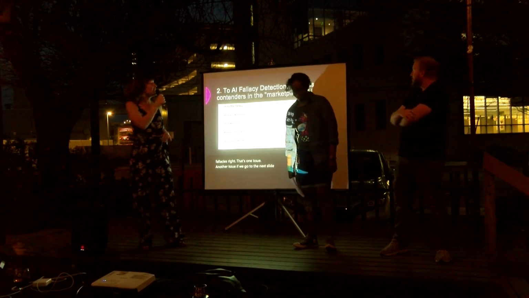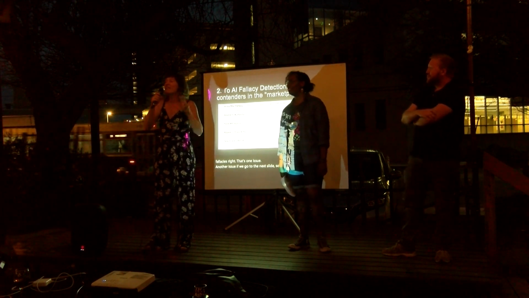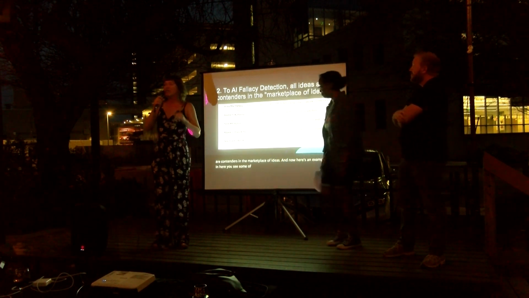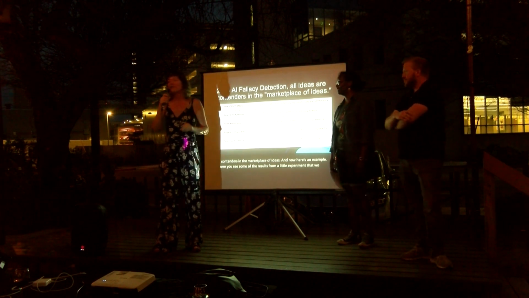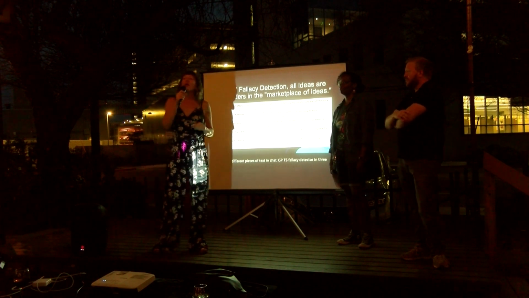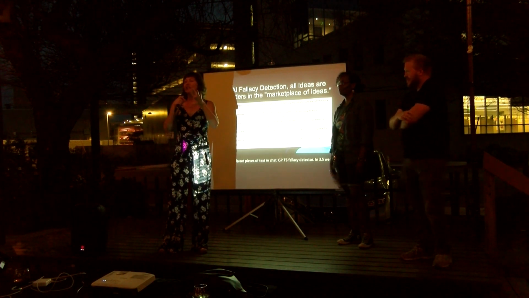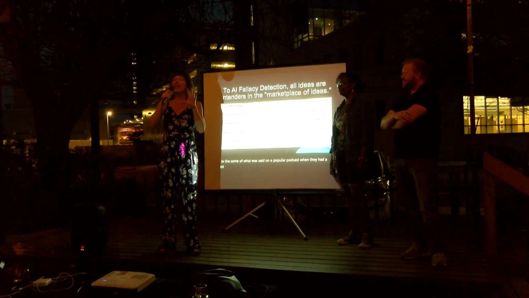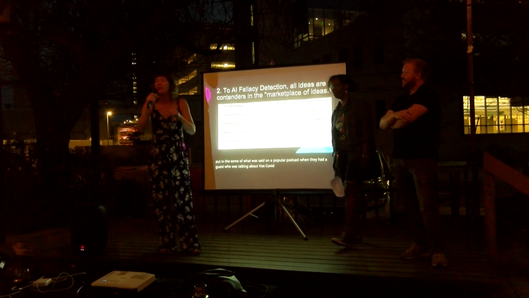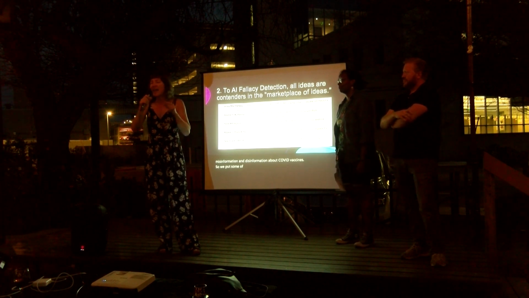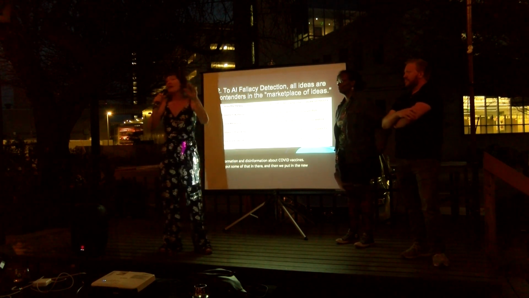So to AI fallacy detection, all ideas are contenders in the marketplace of ideas. And now here's an example. In here you see some of the results from a little experiment that we did. We put in 2 different pieces of text in ChatGPT's fallacy detector in 3.5. We put in some of what was said on a popular podcast when they had a guest who was talking about COVID vaccines and spreading misinformation and disinformation about COVID vaccines. So we put some of that in there. And then we put in the New York Times debunking that talk.